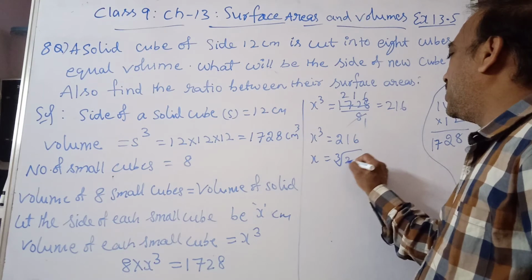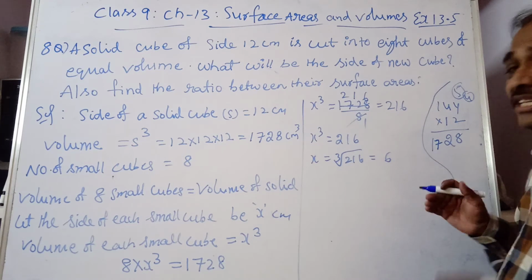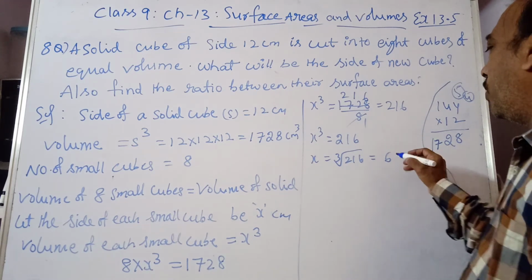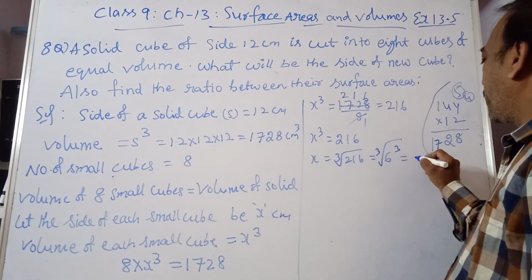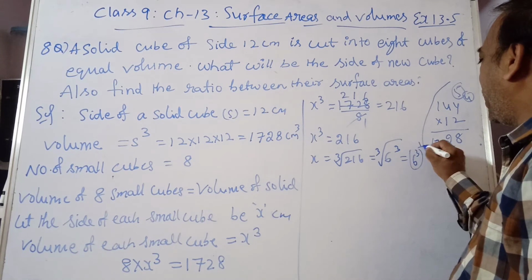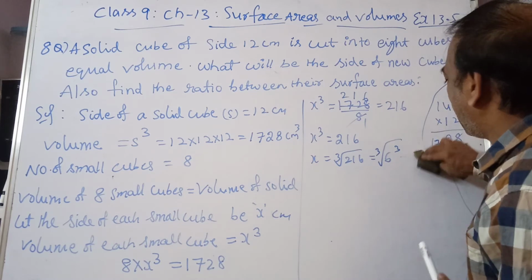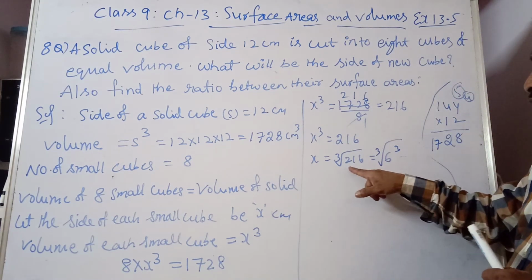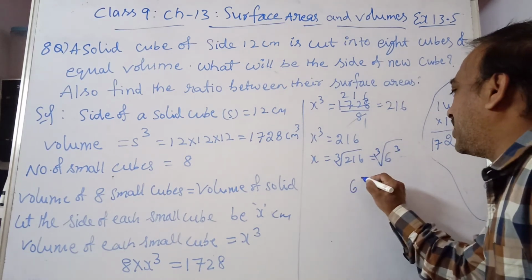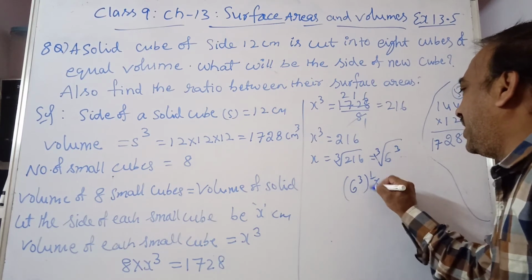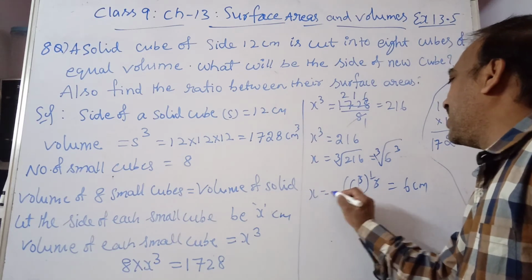of 216, which can be written as 6 power 3. So the cube root of 216, 6 into 6 into 6, as we know. So the cube root of 6 cube is 6 power 3 whole to the power 1 by 3, and the 3 gets cancelled. If you go for prime factorization, you will come to know 216 can be written as 6 power 3. So the 3 gets cancelled, which is equal to 6 centimeters. X is equal to 6 centimeters.